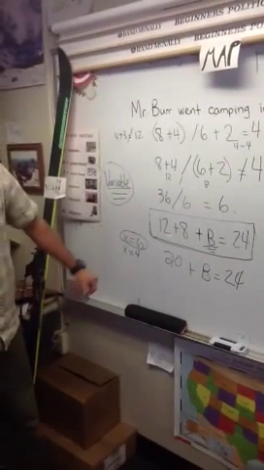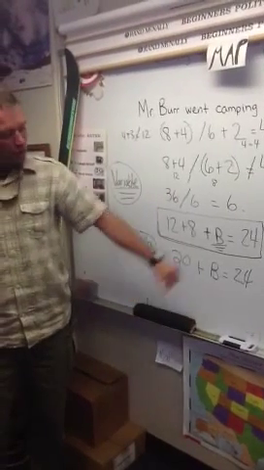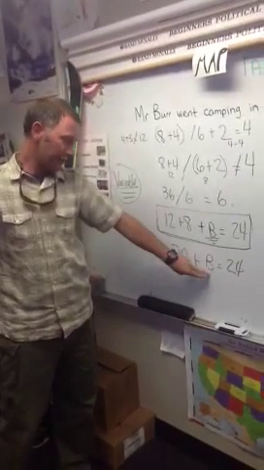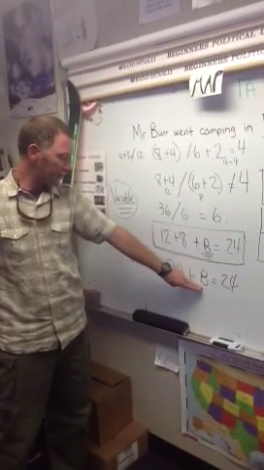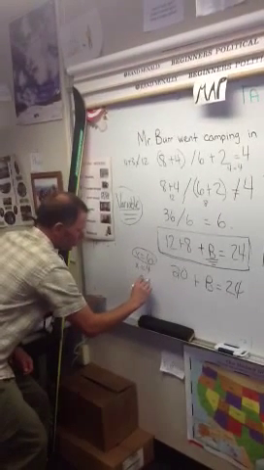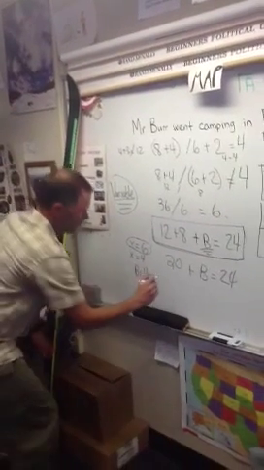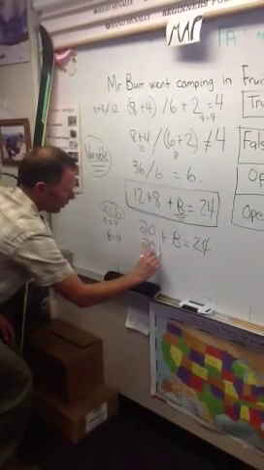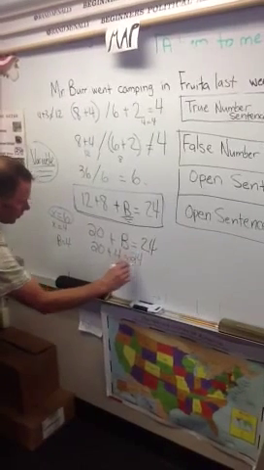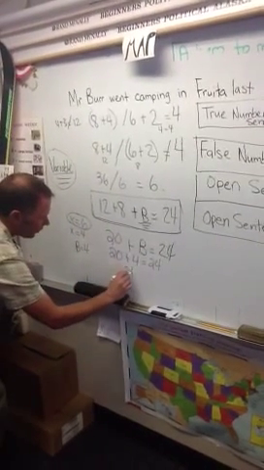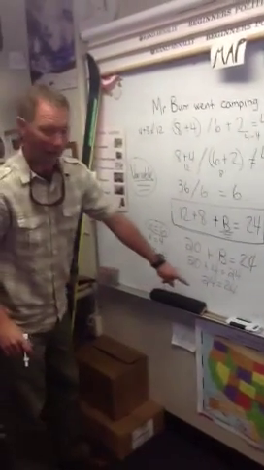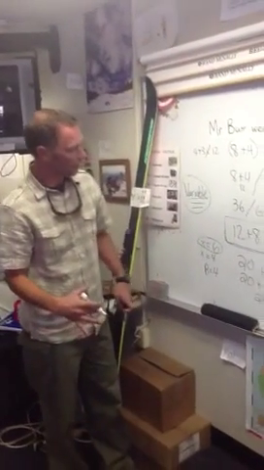Okay. I know I want to make my sentences equal on both sides. So, hey, 20 plus, I know what b has to be. It has to be 4. My b has to be a 4 to make this correct. 20 plus 4 equals 24. Yep, 24 is equal to 24. We are balanced, and that's what our goal is.